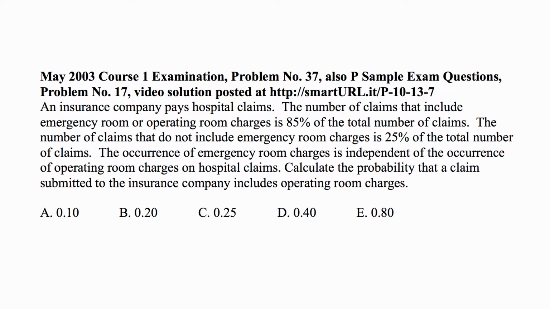An insurance company pays hospital claims. The number of claims that include emergency room or operating room charges is 85% of the total number of claims. The number of claims that do not include emergency room charges is 25% of the total number of claims. The occurrence of emergency room charges is independent of the occurrence of operating room charges on hospital claims. Calculate the probability that a claim submitted to the insurance company includes operating room charges.